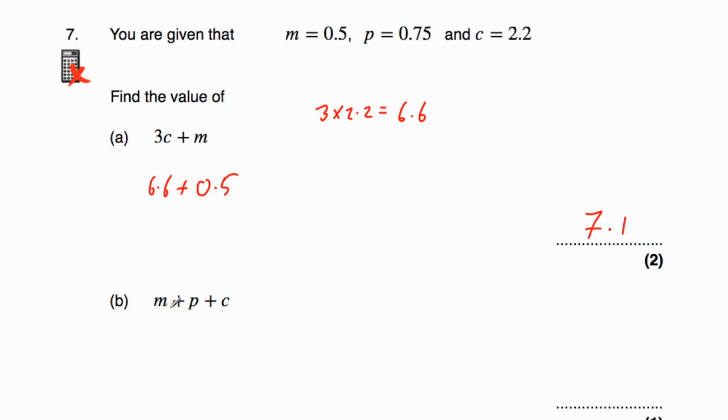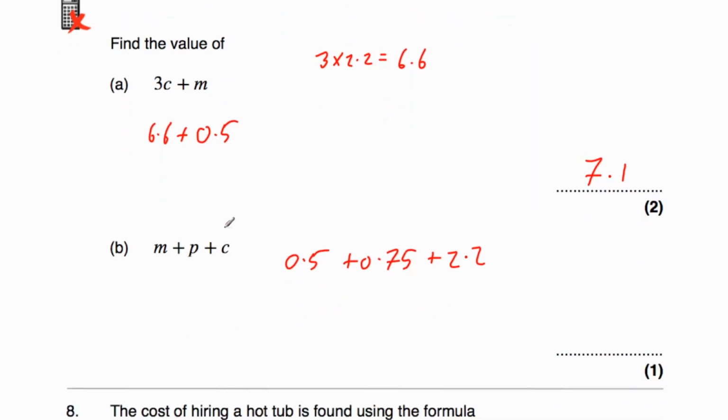Okay, part B, we've been asked to find M plus P plus C. So that's just adding them all together. So that's 0.5 plus 0.75 plus 2.2. So let's add them together and see what we get. That's a non-calculator question, so I'm just going to use my column method.